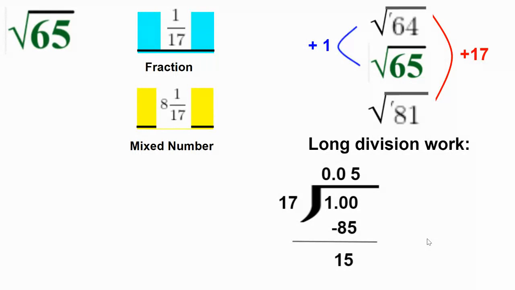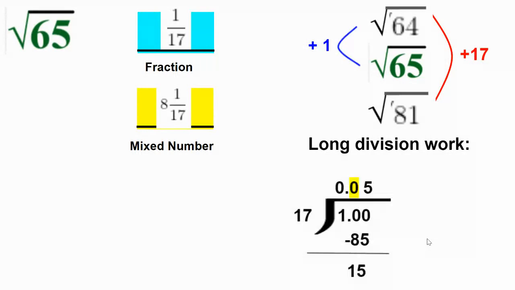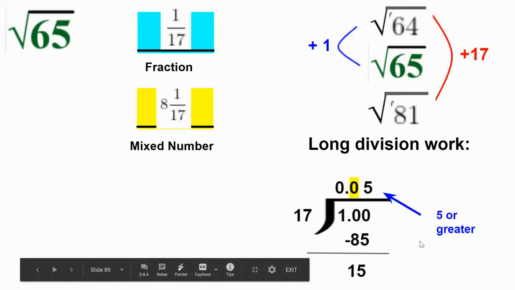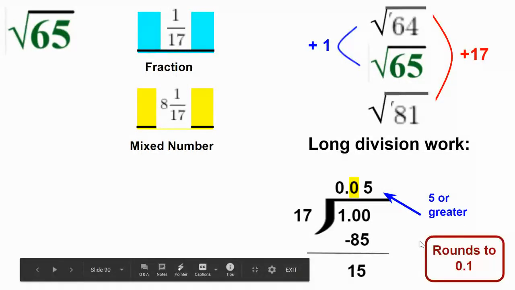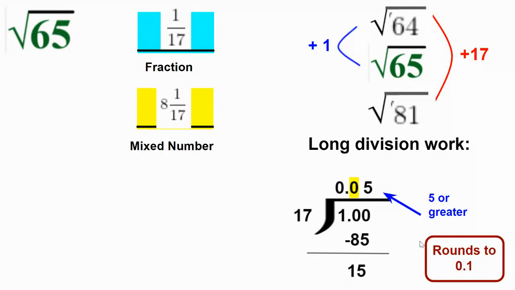That's how it looks. Right now, again, we've got to round to the nearest tenth, right? There's the tenths place. I look at that. Oh, that is 5 or more, which means that 0.05 rounds to 0.1. Now, remember, that's not our answer. That 0.1 is the decimal that goes with the 8 in the mixed number.